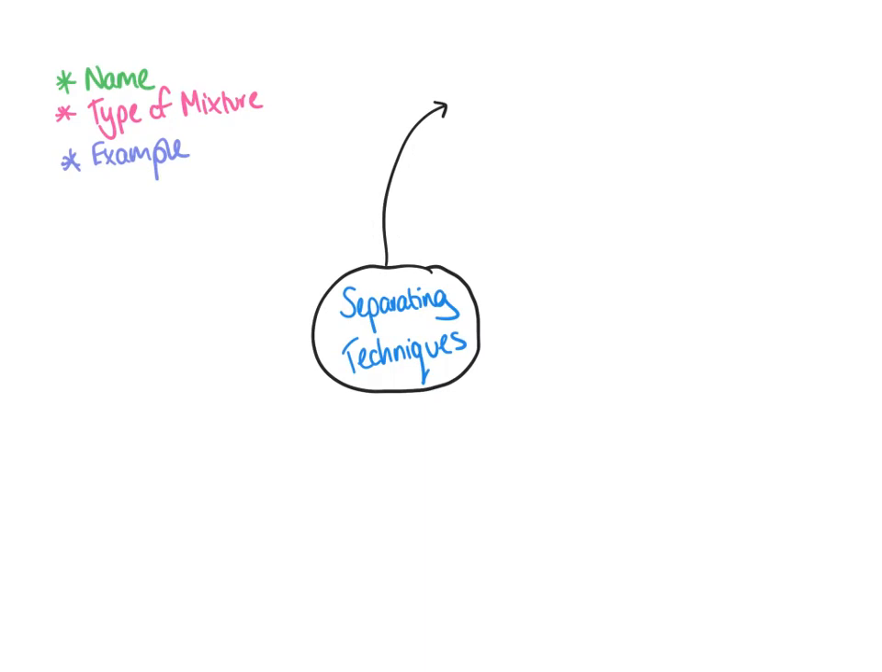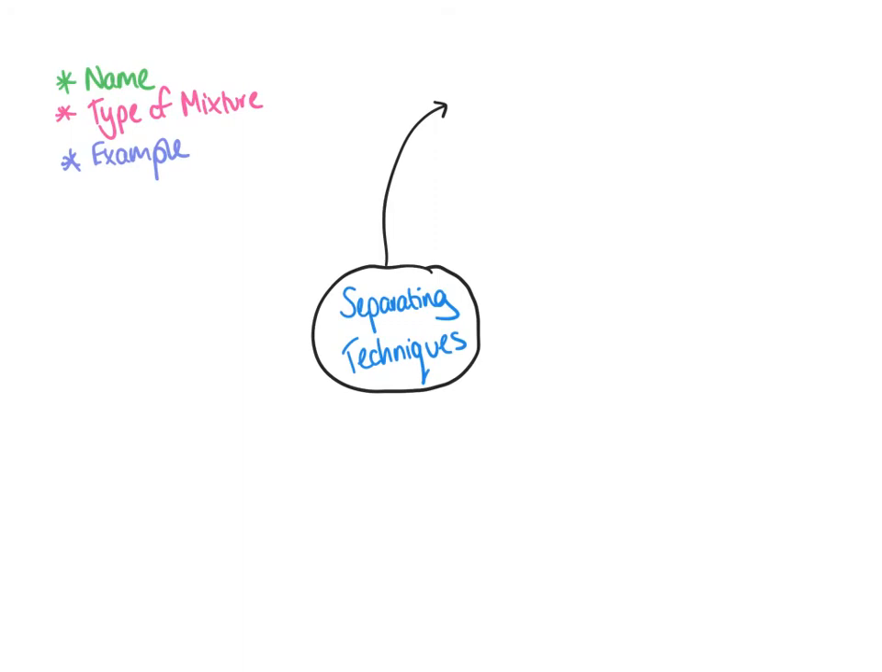Then for each method of separation of mixtures, I want you to write the name of the separating technique, the type of mixture it's used to separate, and an example of a mixture that you could use this method to separate. And if you want, you can draw your apparatus diagrams in, or include a summary of the method, for example for distillation or for filtration or chromatography or whatever that may be. So you can add as much detail to this mind map as you want to try and learn off the details of these separating techniques, but those are the 3 things I absolutely want on this mind map.